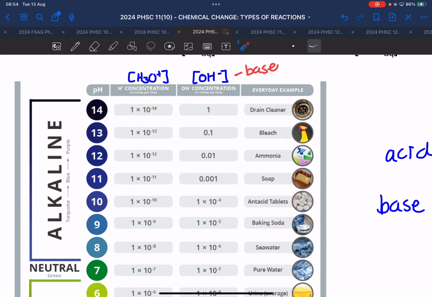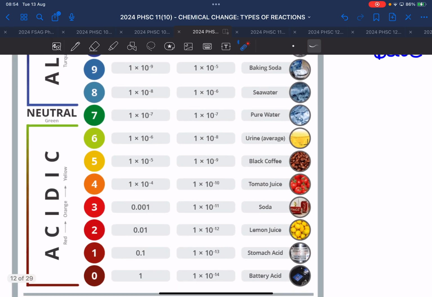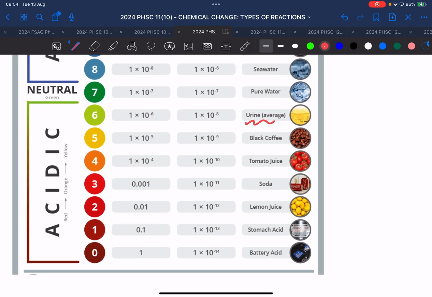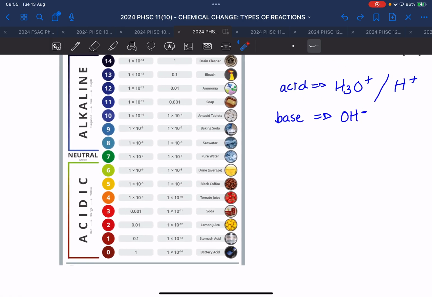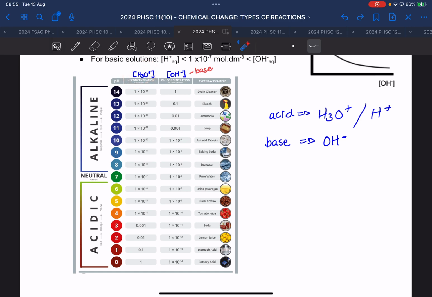And if we go to something that's acidic, did you know your urine is acidic? It is an acid. Black coffee, tomatoes, soda like Coke and stuff like that. Lemon juice. Stomach acid is close to battery acid, because your stomach acid must eat away your food and digest it and take it apart. They are acids. How do we know they're acids? We can see that the concentration of the acid is bigger than the concentration of the base.